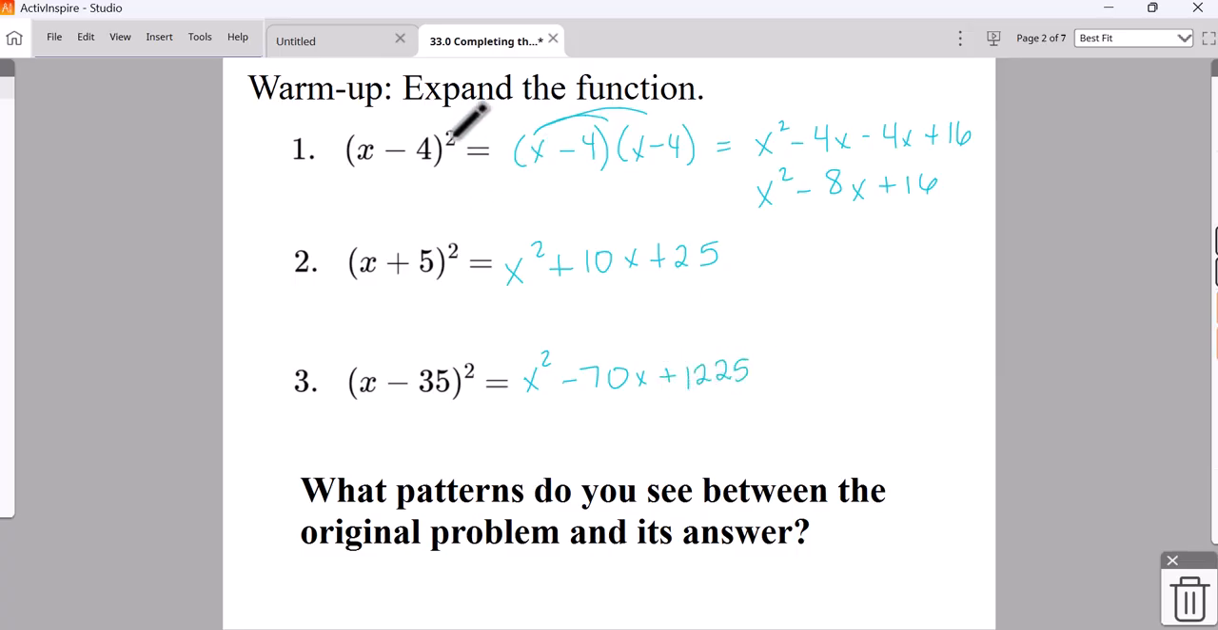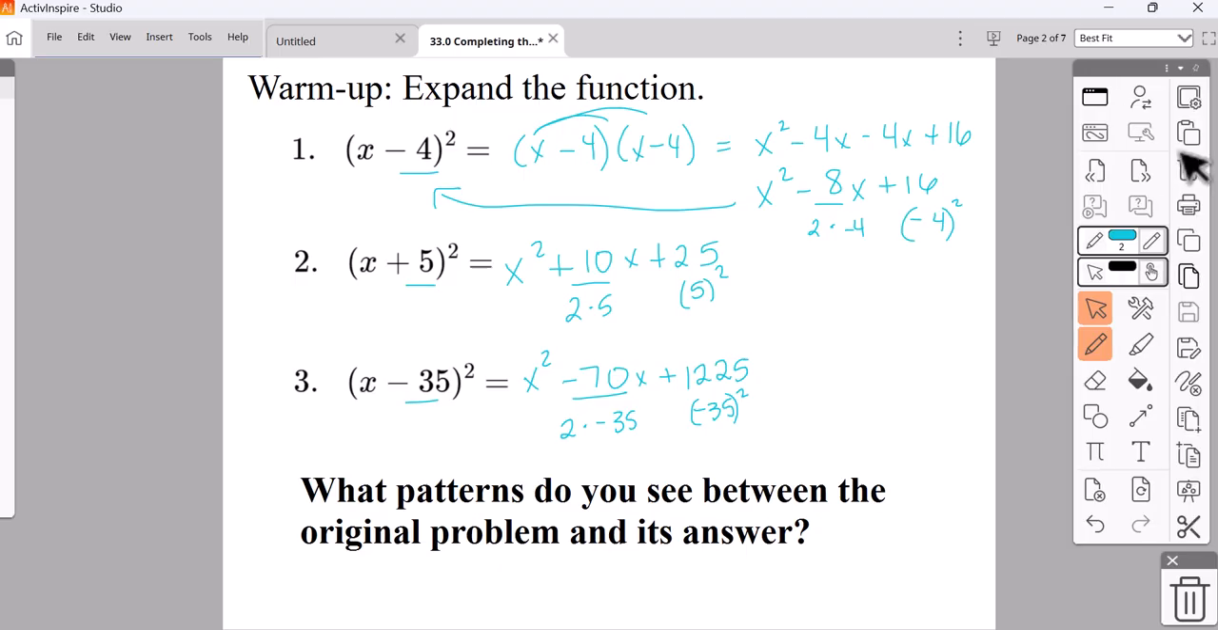And so what I'm hoping you start to see here is that this middle number is twice as big as whatever's happening here. So this would be like 2 times 5. This is 2 times negative 35. And this is 2 times negative 4. And then this last part is negative 35 squared, positive 5 squared, negative 4 squared. That's always the pattern when we have this situation. And so what we're going to be looking for is this pattern so that we can go back to this perfect square format.